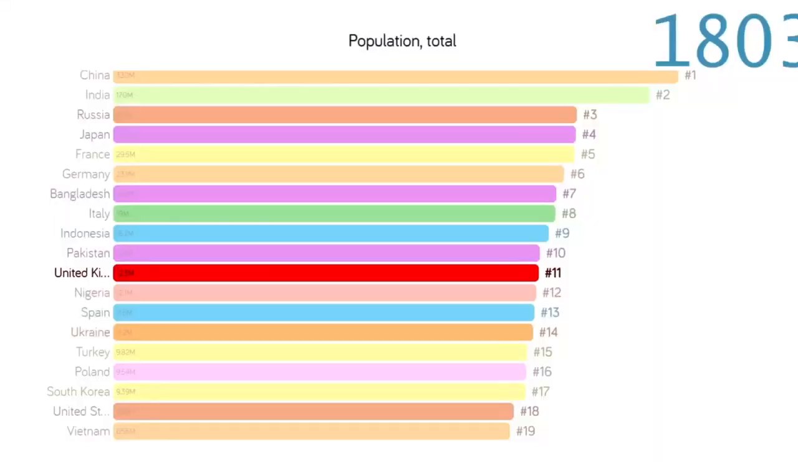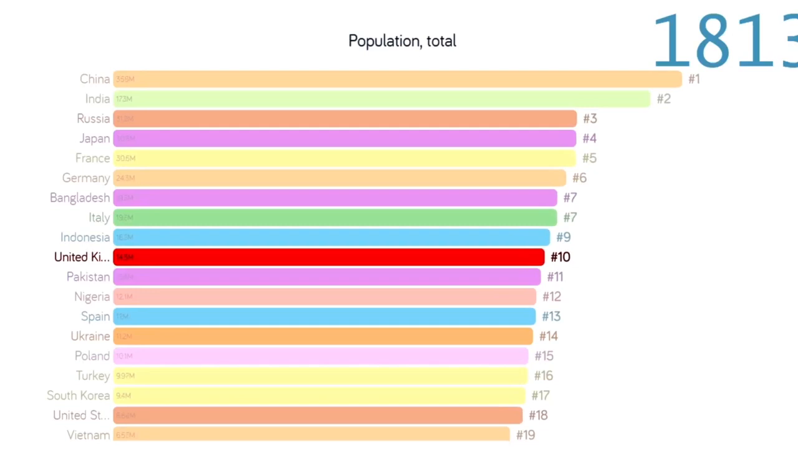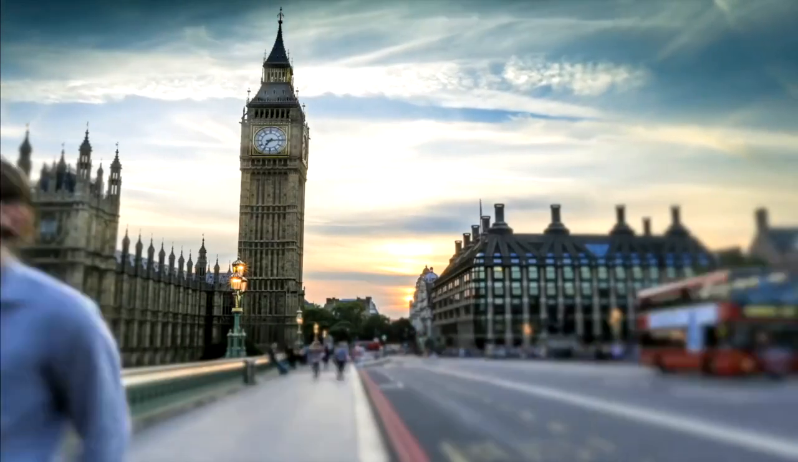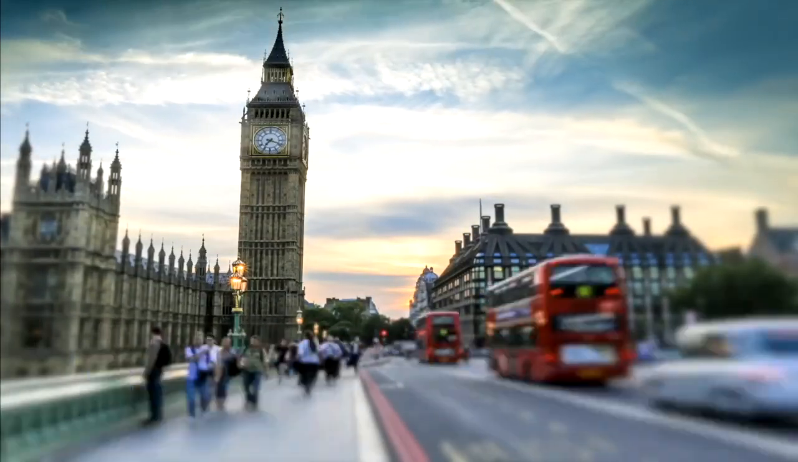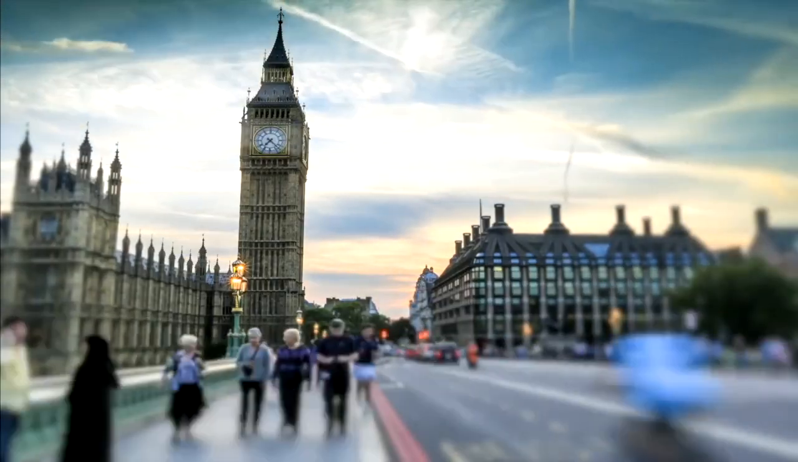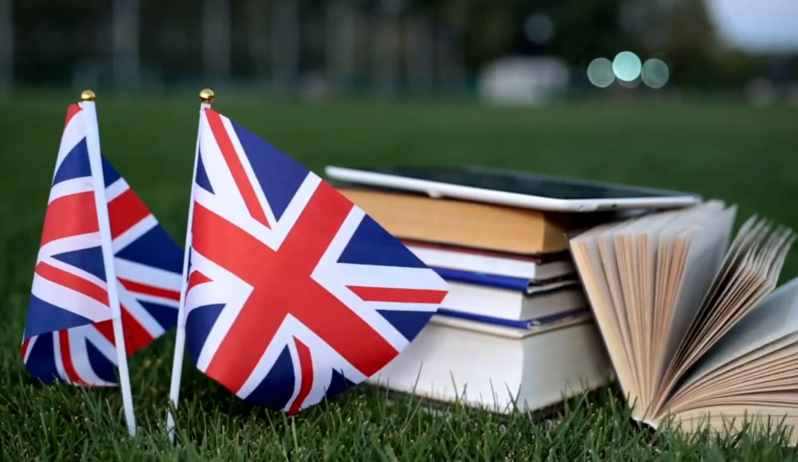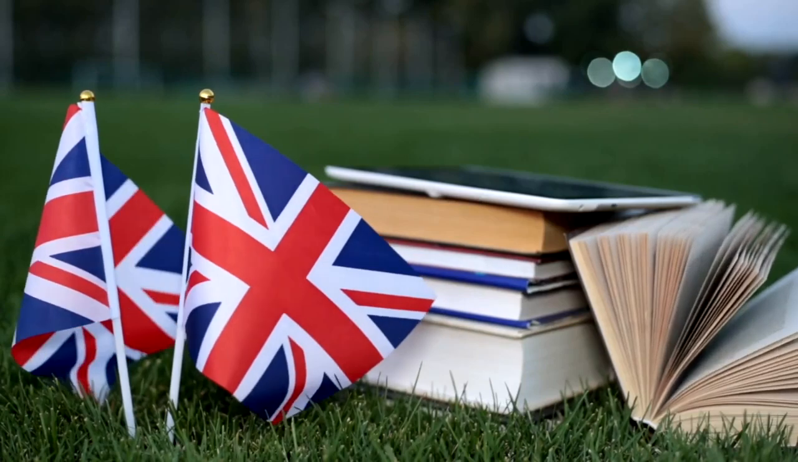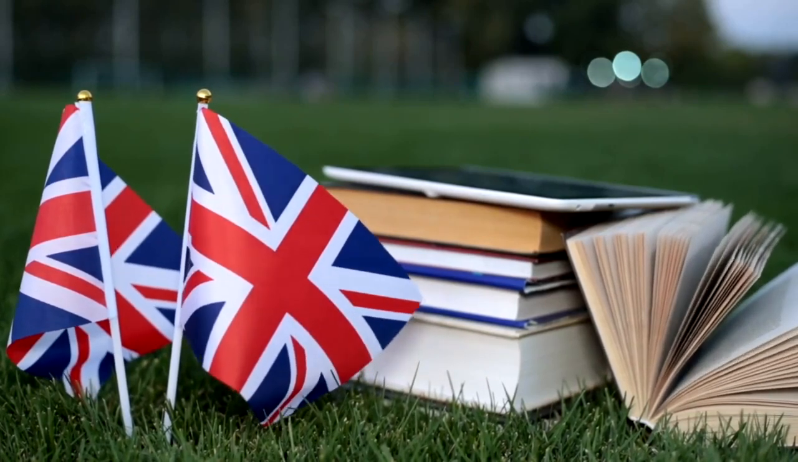England. England is the largest and most populous country in the UK. It is located in the southern part of Great Britain and is home to the capital city, London. England has a rich history and has been a significant political influence within the UK and globally.